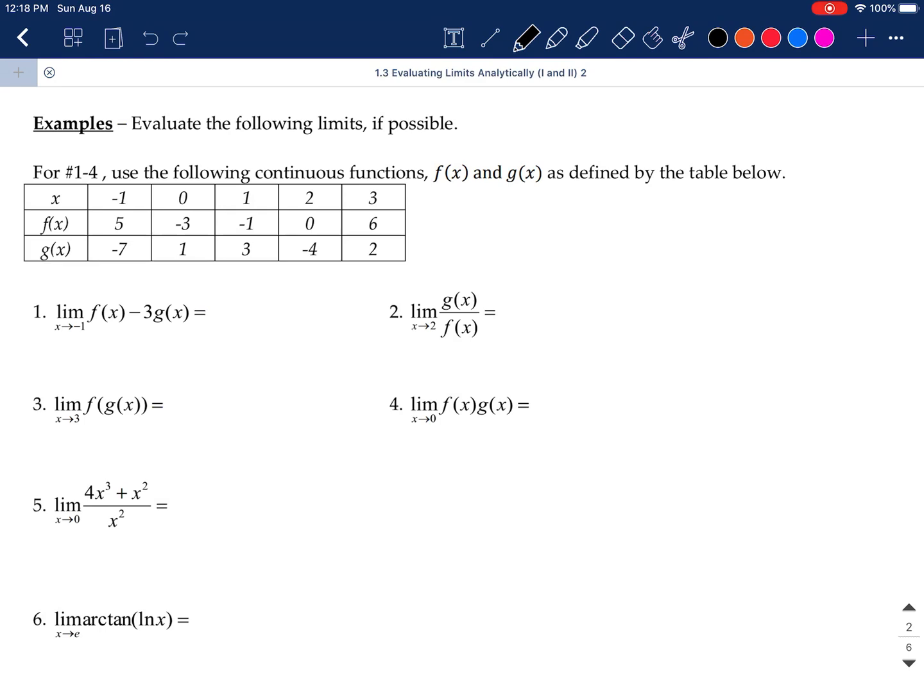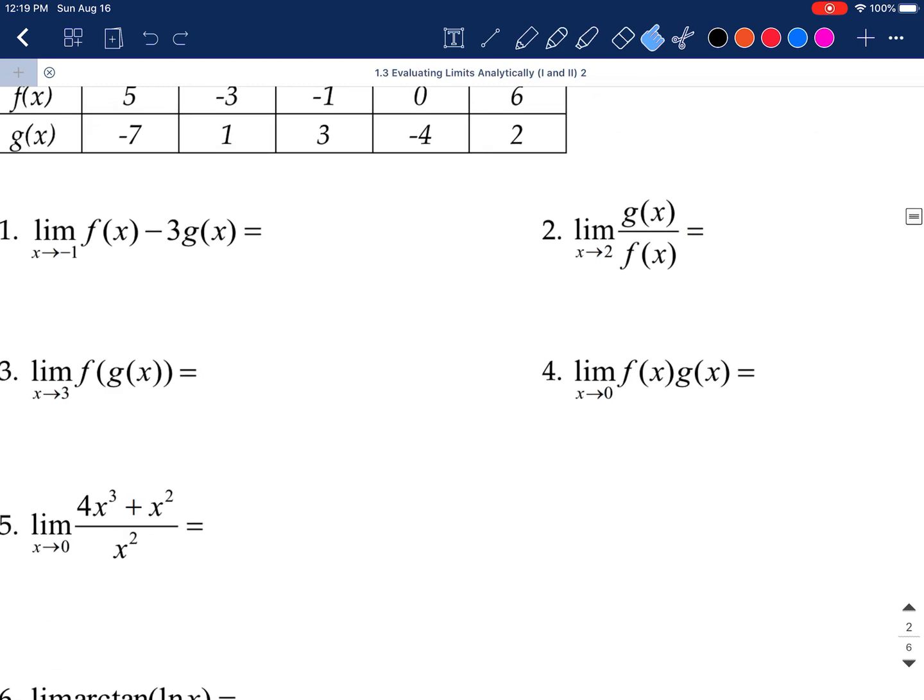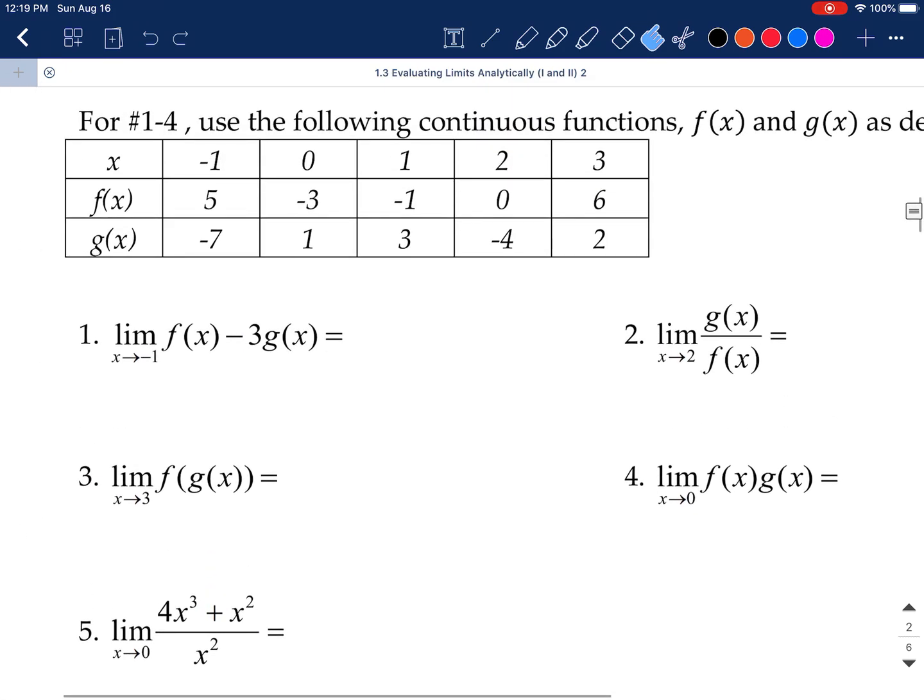So then to start, we'll look at the first example here. Note you can add brackets around that if you want to. So it's the limit of the entire expression, f of x minus 3 times g of x, as x approaches -1. So because we know that our limits exist, we're going to just use direct substitution. So let me zoom in a little bit here. So the limit as x approaches -1 of f is going to be 5 minus 3, and the limit as x approaches -1 of g is going to be -7.